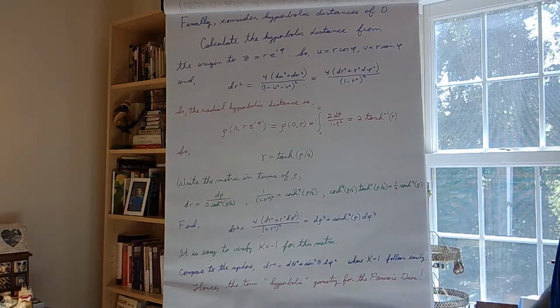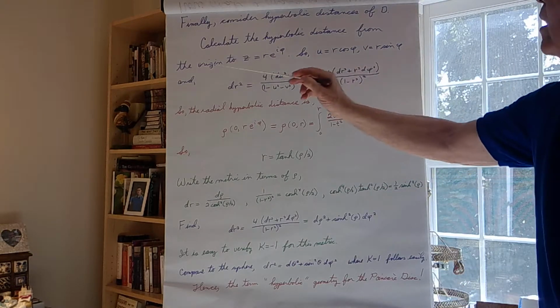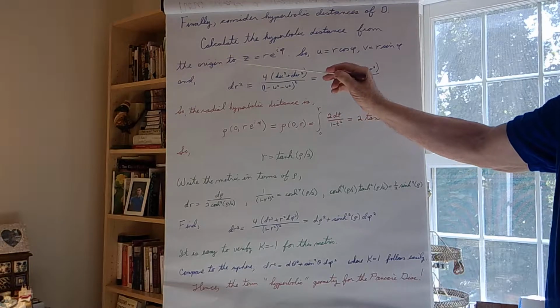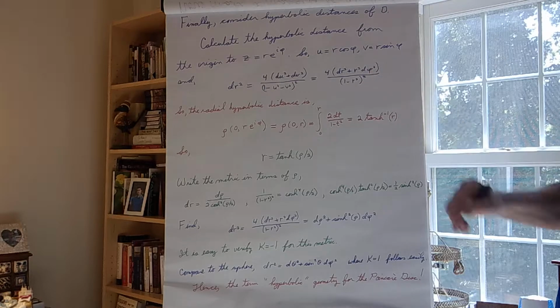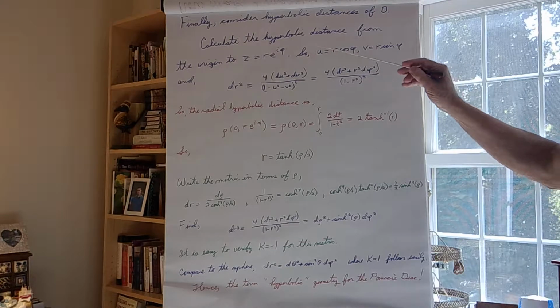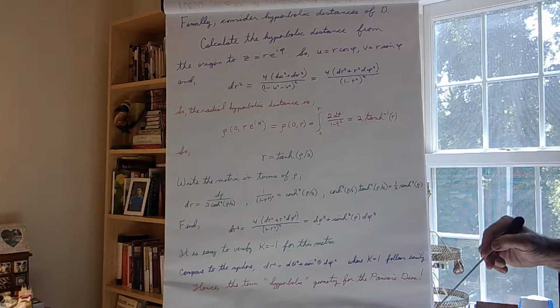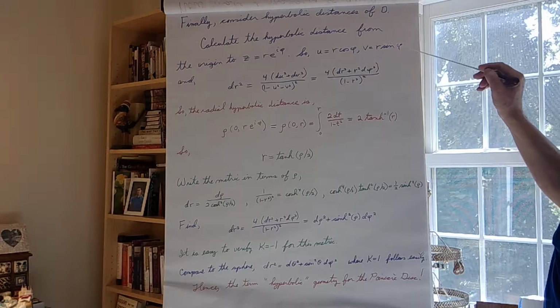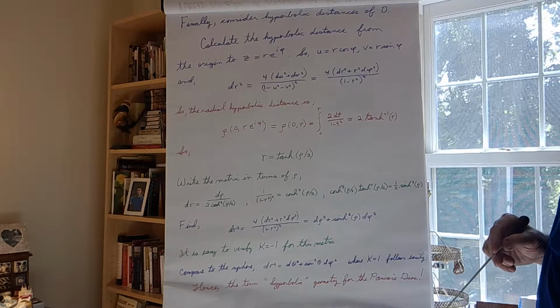Okay, so finally, why don't we just look at the hyperbolic distance in the disk model and compare it to some of the metrics that we've already seen. So I want to calculate the hyperbolic distance from the origin of the disk model to a point Z, which has a radius R and a phase phi. That's a point I write in variables U and V, real and imaginary part, like that.